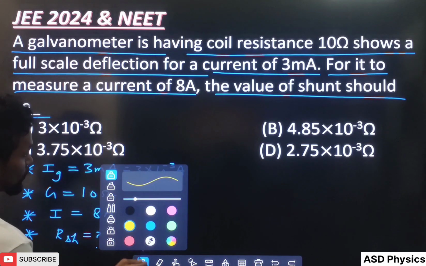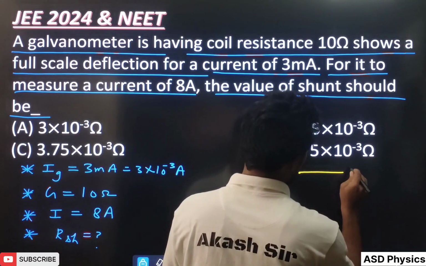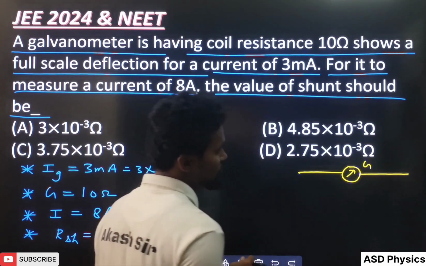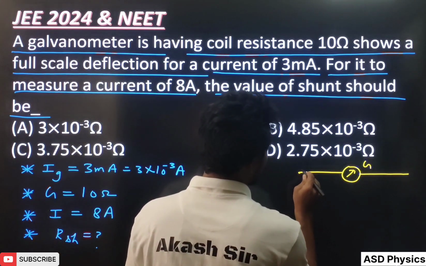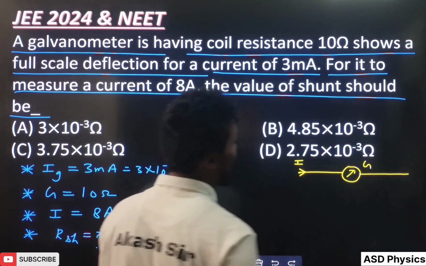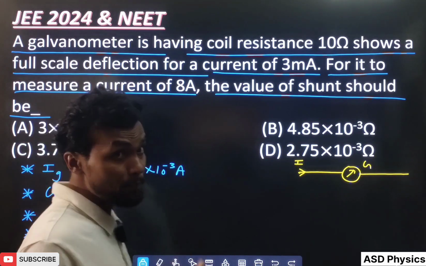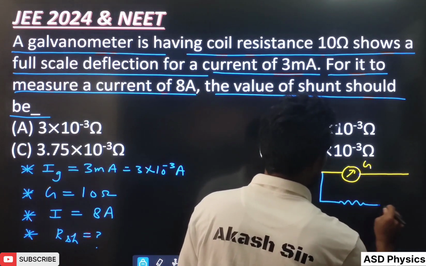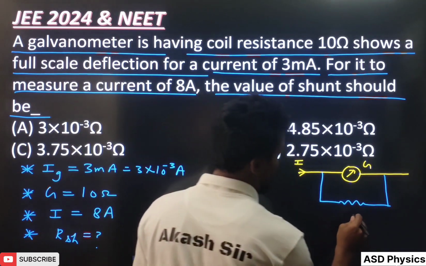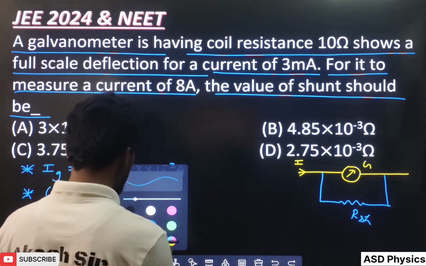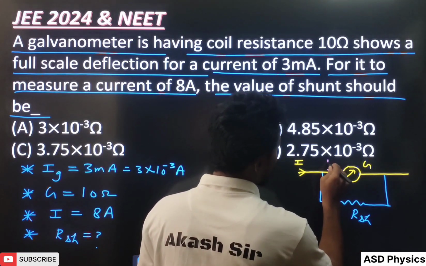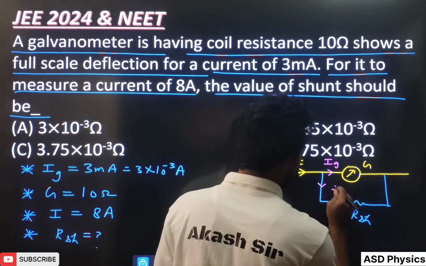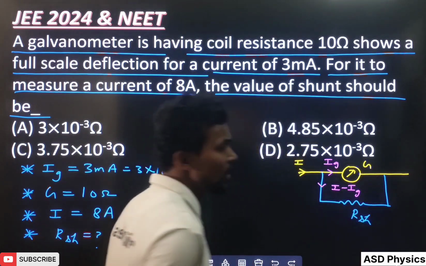Let's take for example this is the galvanometer, its resistance is G, and through this galvanometer Ig amount of current can pass. Let's say the current I is coming. You know very well the complete current cannot pass through the galvanometer, otherwise it will be damaged. So we have to connect a shunt, that means a resistance, in parallel, called R_SH. Through the galvanometer the current Ig will flow and the rest of the current will pass through the shunt. By KCL, this current will be I minus Ig.